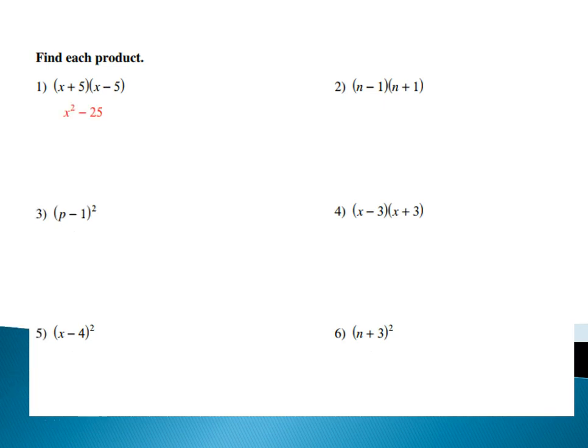Same thing for the next one. I have n plus 1 and n minus 1. The middle terms are going to drop out. I'll end up with n squared minus 1.